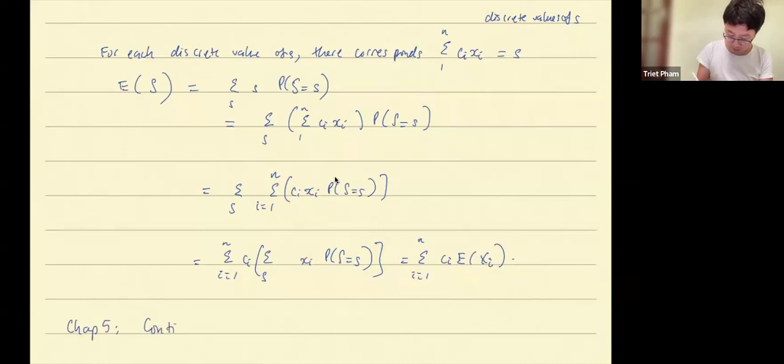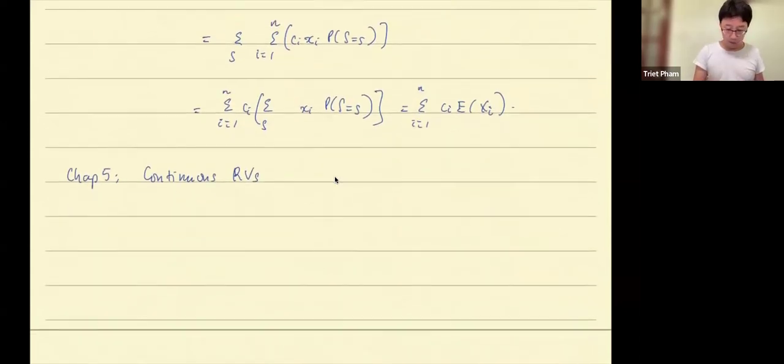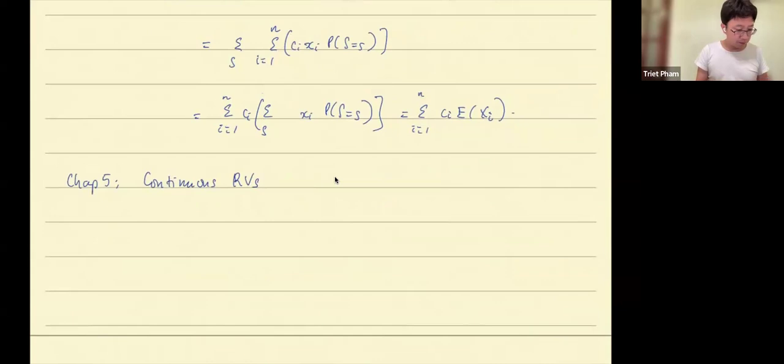Continuous random variables. All right. So, 5.1, introduction. The term continuous random variable should be understood as distinguished from discrete random variables. And so now we can properly talk about the difference.